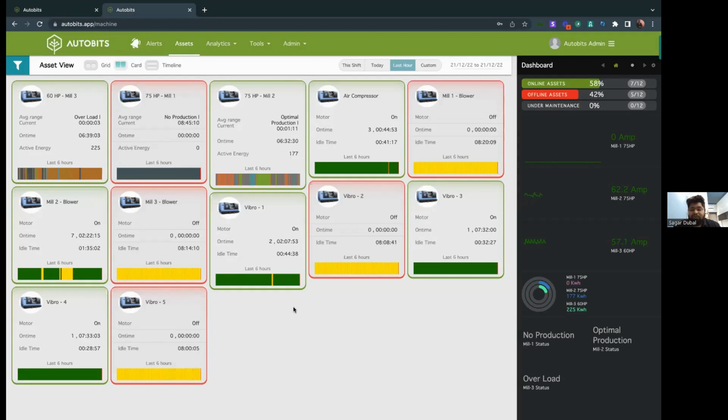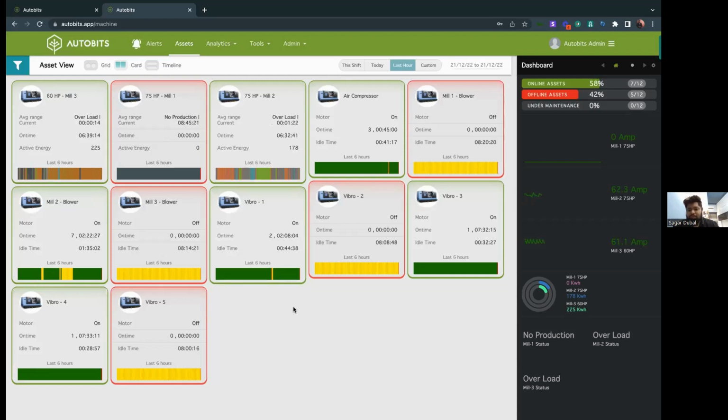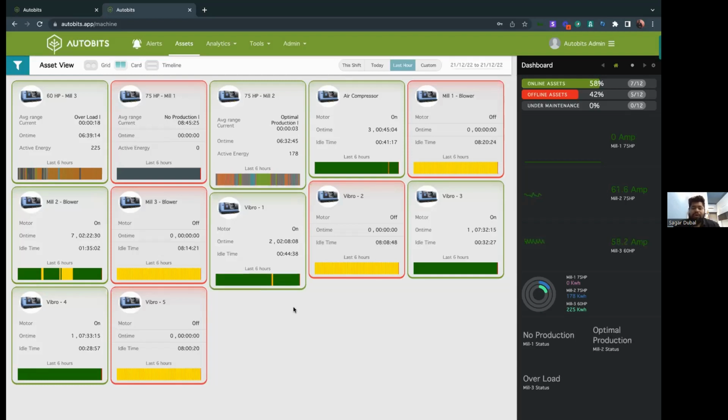So what we did was we connected their machines to our system. They've got a 60 HP mill, 75 HP mill, and another 75 HP mill. Some of them don't know even Gujarati, so you can keep it in Hindi and English. Okay. So these are grinding mills. They've got 3 grinding mills and a few blowers.